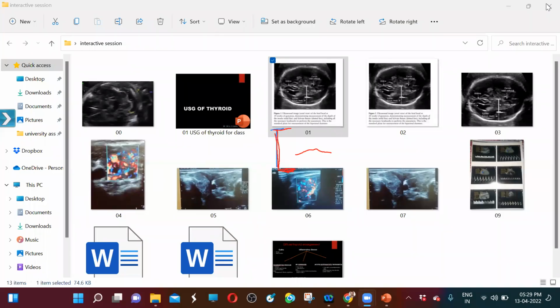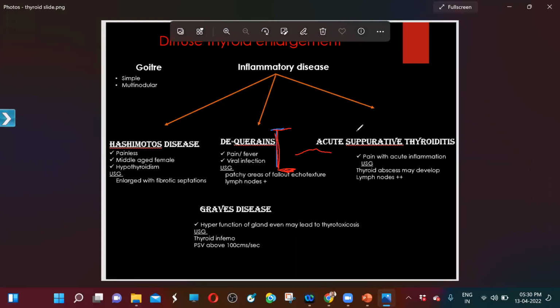First of all, peak systolic velocity. Now the question is very lengthy: how to differentiate between thyroiditis and Graves' disease on the basis of the inferior thyroid artery peak systolic velocity. First of all, let us see a slide. Keep this slide in your mind whenever you are doing an ultrasound of the thyroid, once for all.